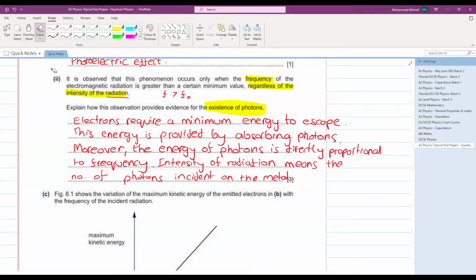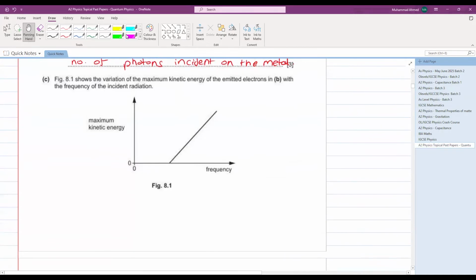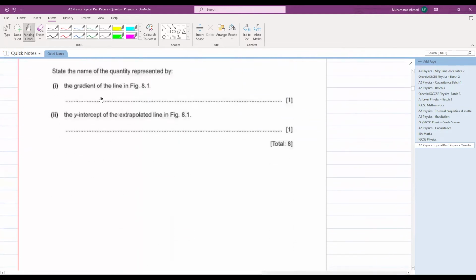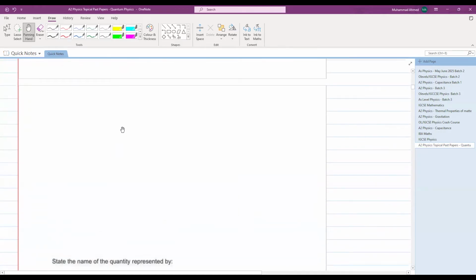Okay, let's further move ahead. Let's move on to part C. Figure 8.1 shows the variation of the maximum kinetic energy. Maximum kinetic energy versus frequency graph is given to you. State the name of the quantity represented by the gradient of the line.